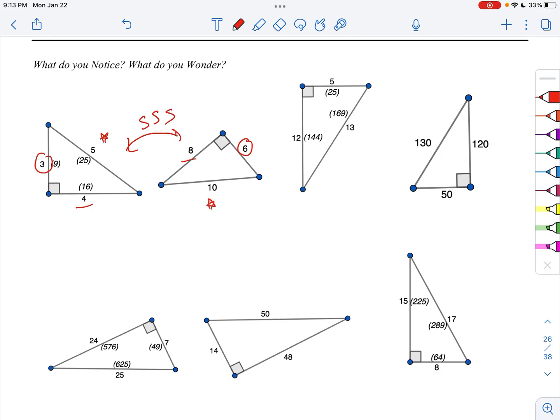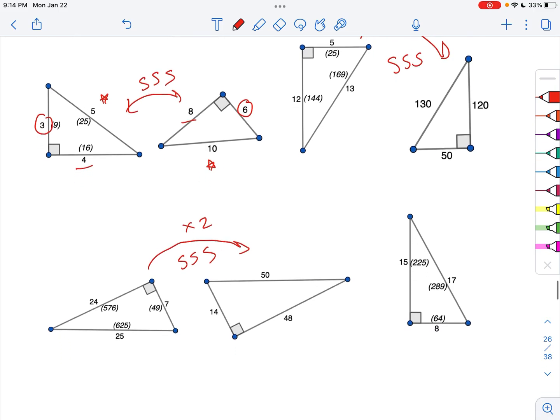I'm looking at these two triangles. If I multiply this entire triangle by 10, I get another set of similar triangles by side, side, side similarity. Same thing here. If I multiply all 3 sides by 2, I get another side, side, side similarity. And then this one is just alone, 8, 15, 17.